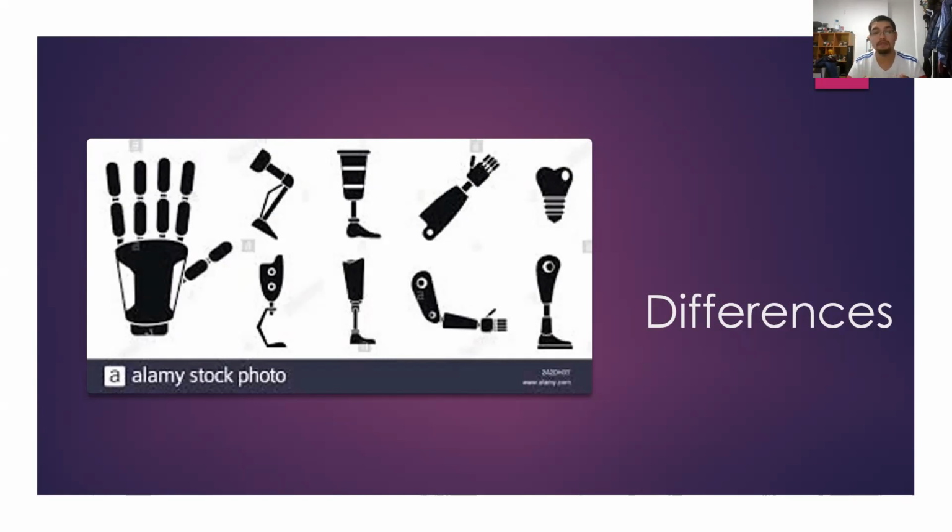The creation of these prosthetics is very cheap because with the technology of the 3D printer, we create the prosthetic for any part of the body. For example, we have a lot of simulation prosthetics.